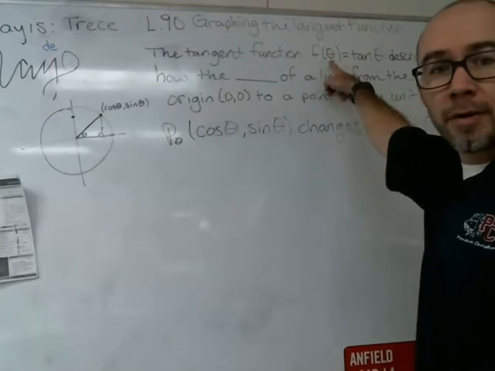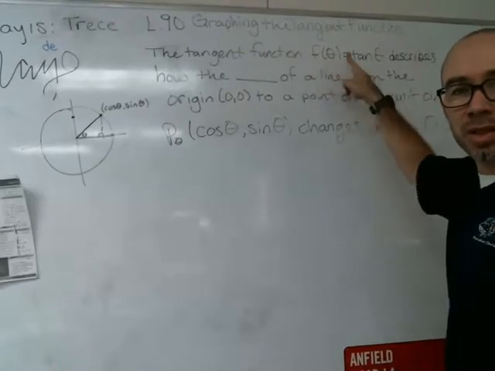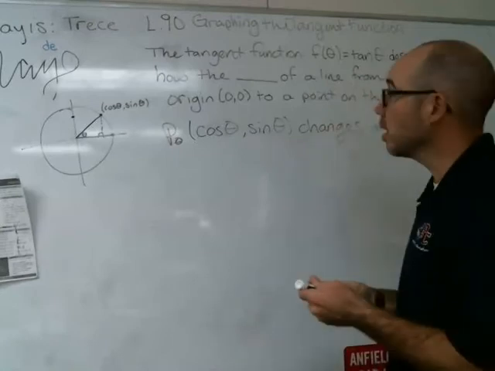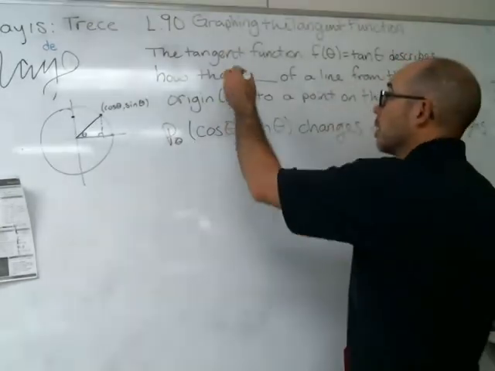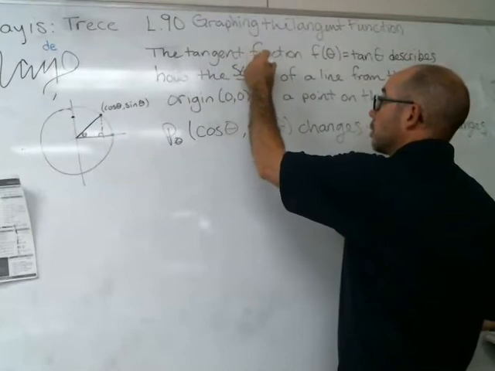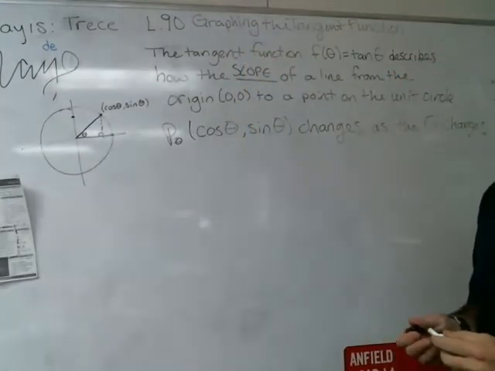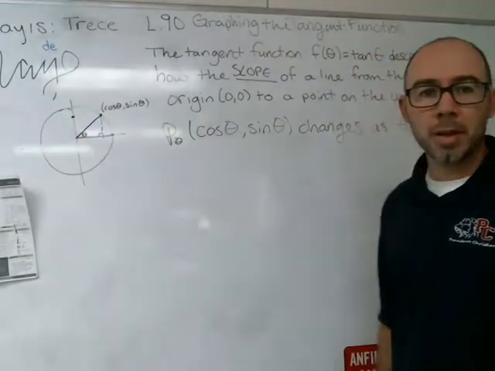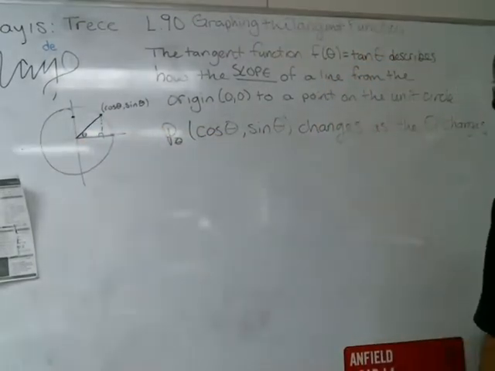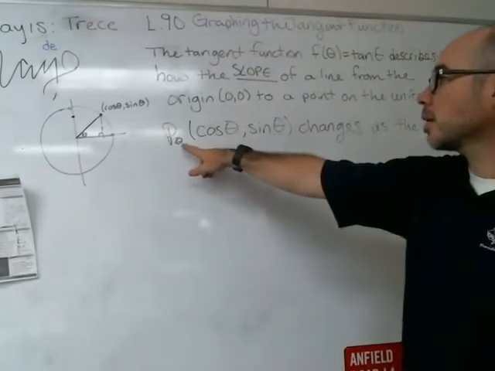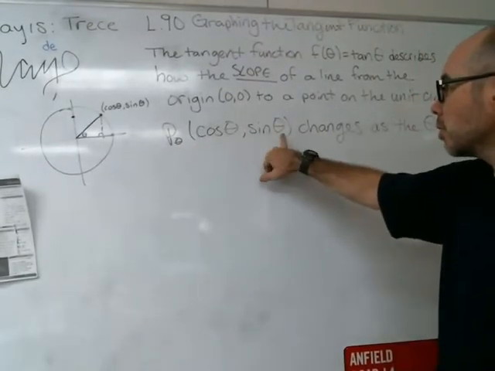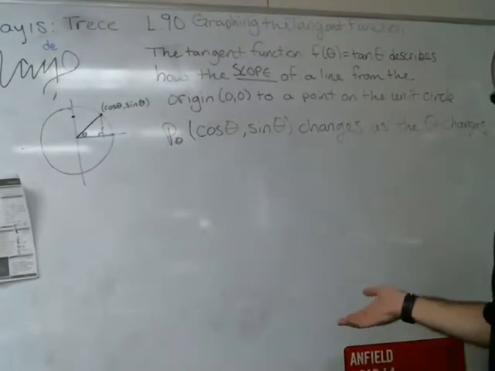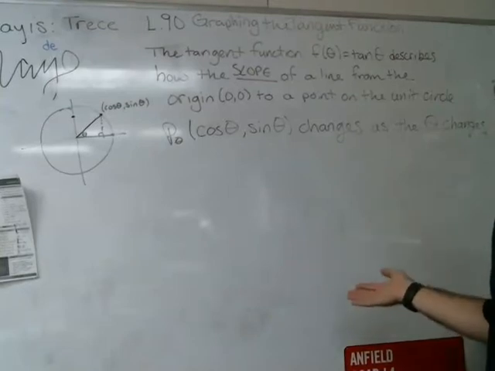Tangent function, f of theta, or f of x equals tangent theta, describes, and this is the most important thing, I think, conceptually to get, is how the slope of a line from the origin, 0, 0, out to the point on the unit circle, in general, conceptually, this is how we're going to think about it, from this point, going through some rotation of theta degrees or theta radians, how the slope changes as the angle changes.